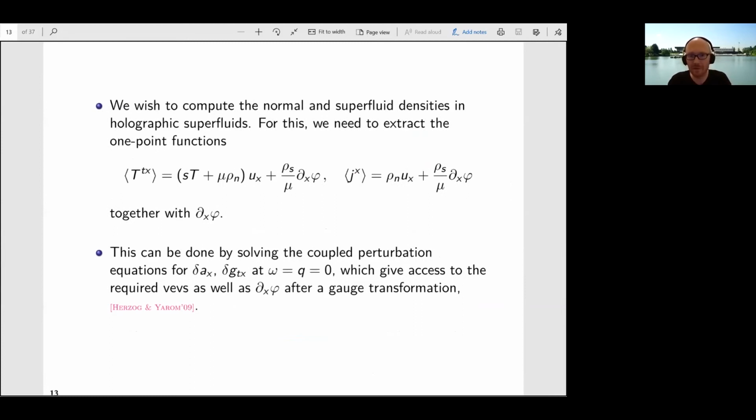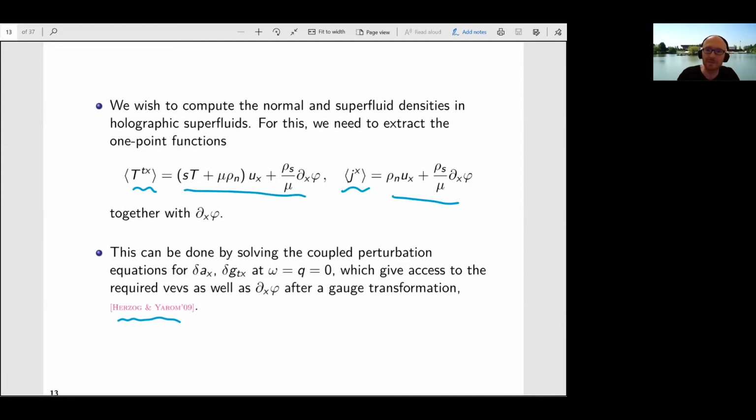The specific thing I want to do here is compute the normal and superfluid densities in these holographic superfluids. There was some previous work early on by Herzog and Yarom, and I will come back to it. For this, we need to extract the one-point functions, T^tx and J^x. These are the simplest routes to compute rho_s and rho_n. From superfluid hydrodynamics, you can easily work out that they take these expressions. And then we need d_x phi, but this we get for free by a gauge transformation.